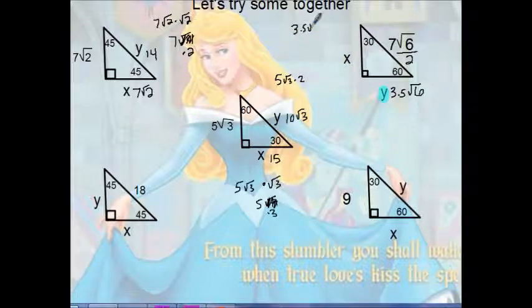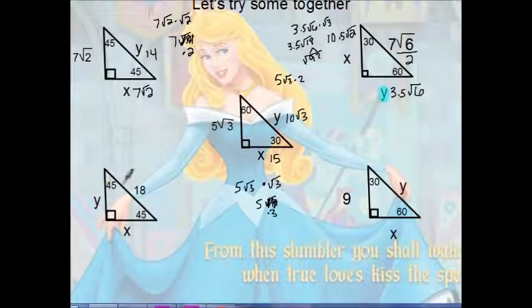3.5 root 6 times the square root of 3 is 3.5 root 18. Simplify the square root of 18. It's 9 times 2. Square root of 9 is 3. And 3 times 10.5. Sorry, I gave away the answer. 3.5 times 3 is 10.5 root 2 for x.